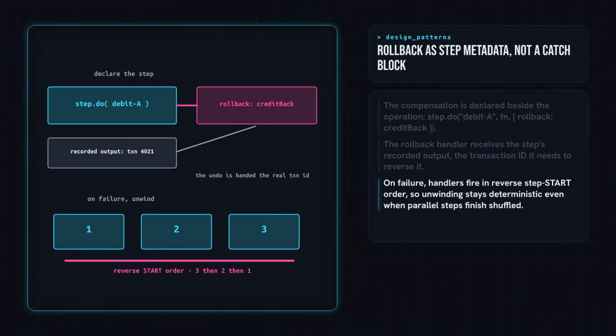They also rejected the prettier fluent version, chaining a rollback call after the step, because it broke promise pipelining and step timing semantics. An API where failure handling is declared beside the operation, not scattered in catch blocks 3 files away. But declaring rollbacks is the easy half. What makes them actually run after a real crash?